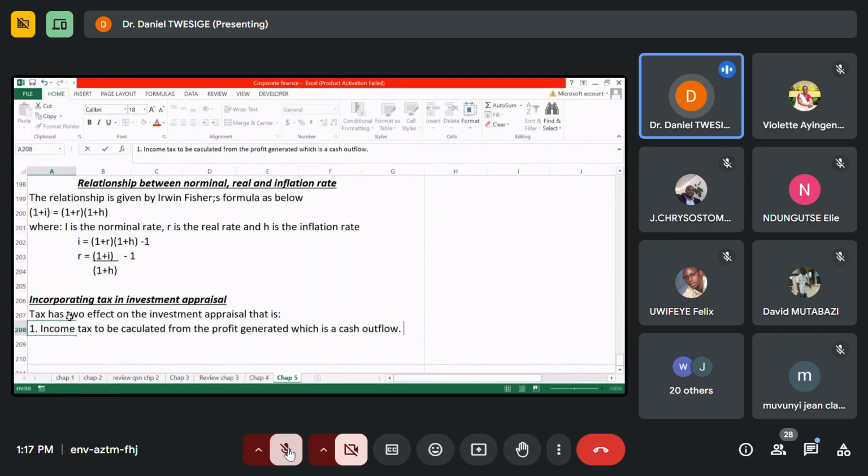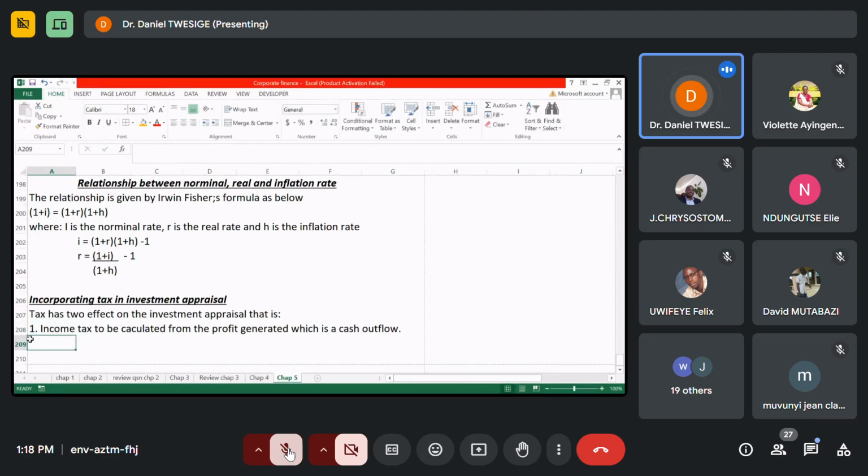So if you generate profit from the operation of the project, you must calculate the tax, and that is going to be a cash outflow. So what is important on this is to know the timing of your tax. When are you supposed to pay tax? Are you paying in the same year, or are you paying a year earlier? So look at the timing of your tax, whether it is in the same tax period or you are paying a year earlier. That is number one.